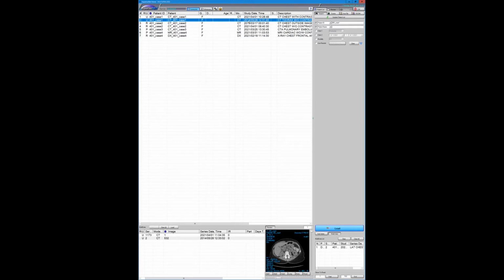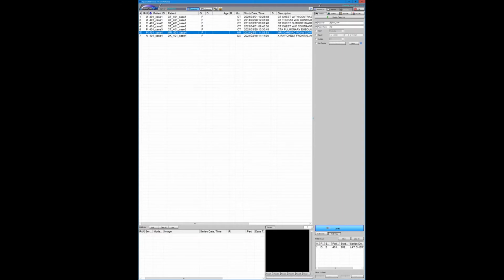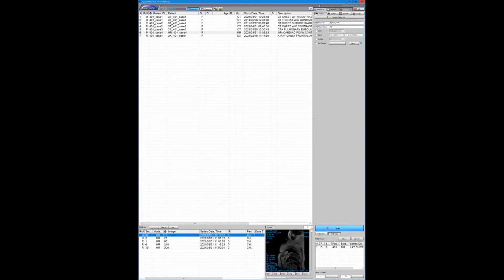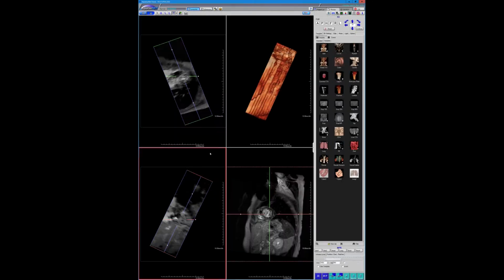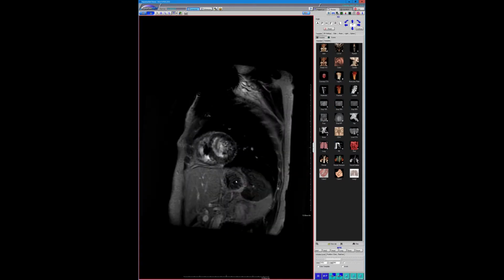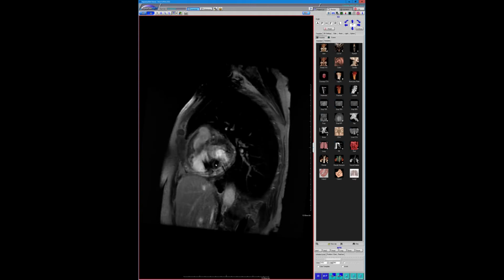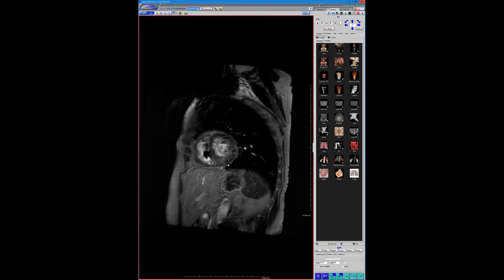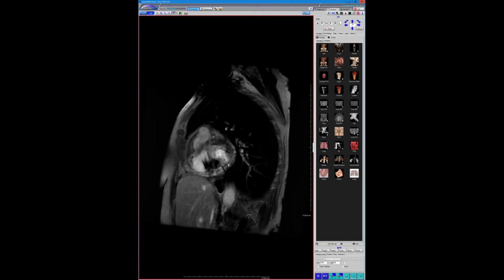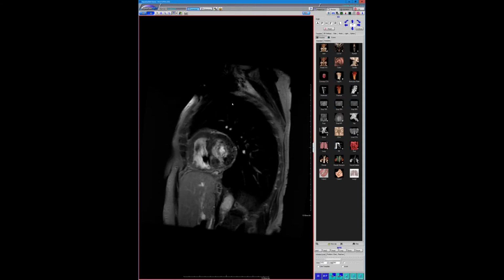Hey Seth, do you have any delayed post-GAD images on that one? I do, and it doesn't enhance. Like not even the edges of it? The edges may enhance. Let me see. Yeah, there's some enhancement around the edges of it. Huh. And any T1 or T2 imaging? We got tissue mapping through it, but I didn't include those. Why? What were you thinking?